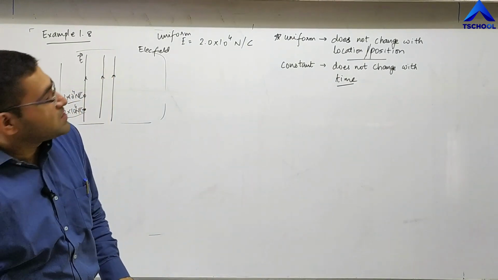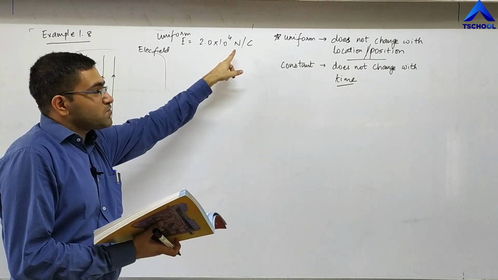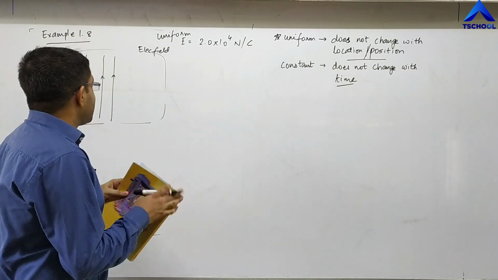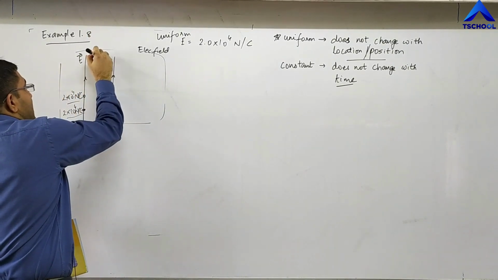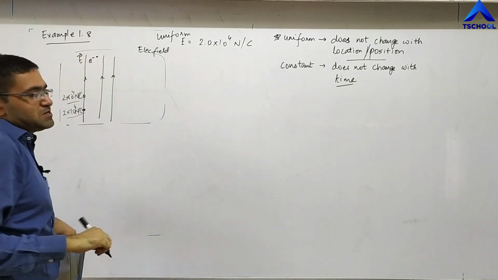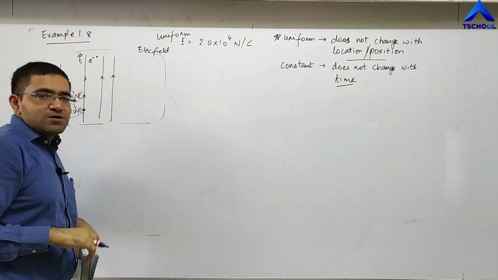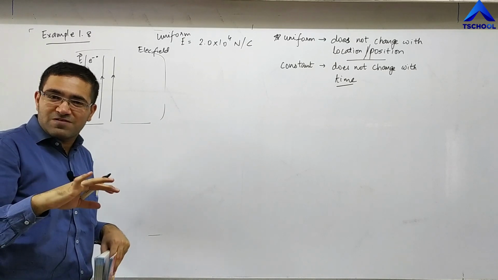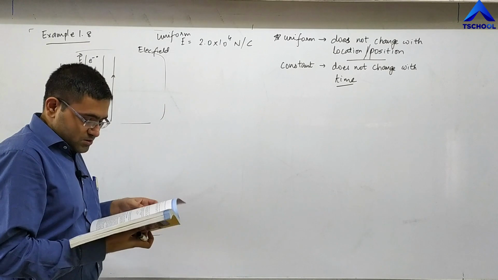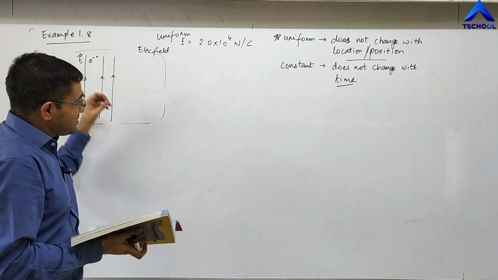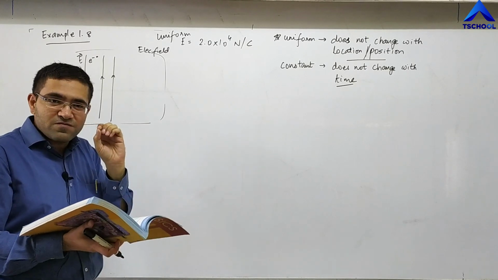So what we are given is that we have a uniform electric field, its magnitude is 2 × 10⁴ Newton per coulomb, and the direction of that field is upwards. And in this field we are placing an electron, e⁻. That's the symbol of electron. Remember, electron is positively charged or negatively charged? Right, negatively charged. So we are going to put it over here and let it fall.